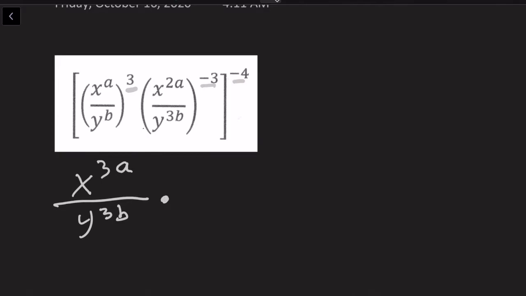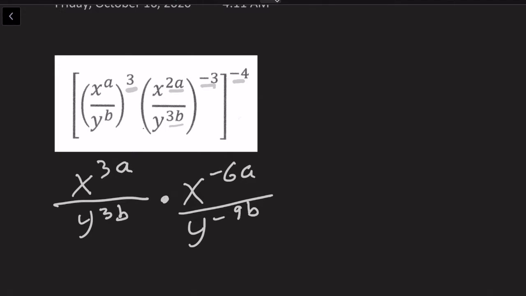That's going to be multiplied by, so the first thing on this side, I guess we can leave it like that. The -3, we're going to multiply it by the 2a and by the 3b. So x to the -6a over y to the -9b. Now we know that the negative is actually going to switch, so for example, this x to the -6a is actually going to become x to the 6a, but it's going to be in the denominator.